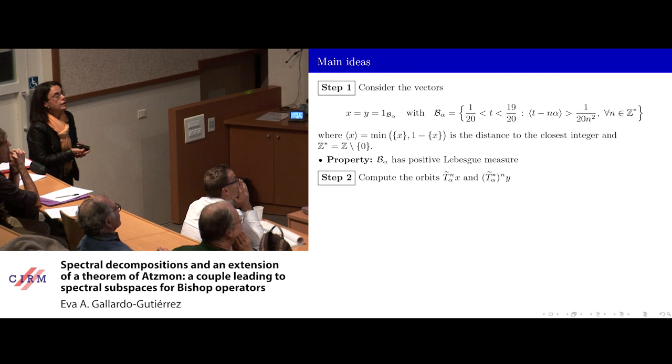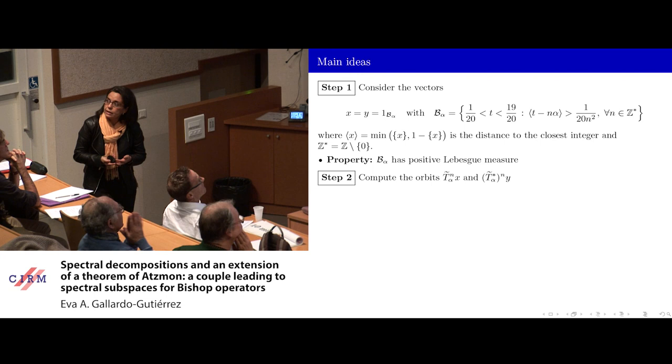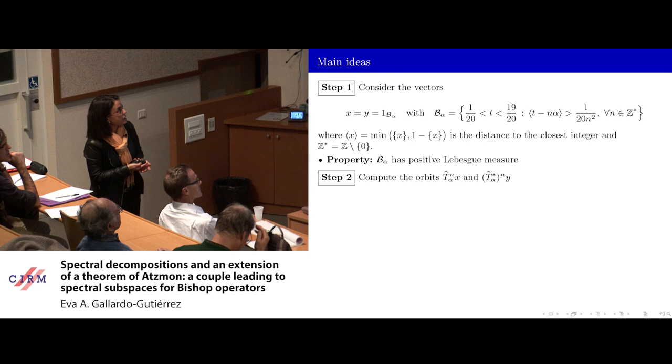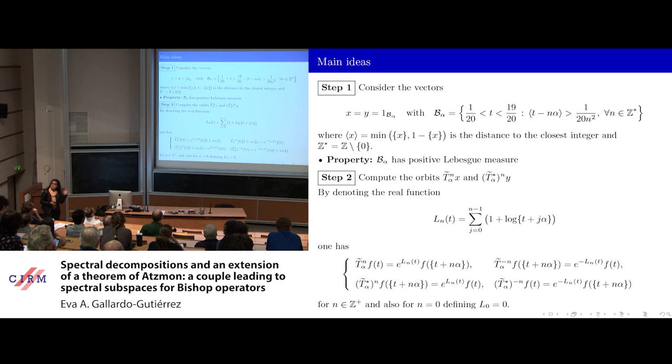And in step two, what we need to understand is how the iterates of T tilde alpha act on those vectors, which are the same. And this is not hard. Those are weighted composition operators. You can compute a weight, and the weights are given here. And this is how it acts. This is not hard. The hard part, or the more technical part, is step three.